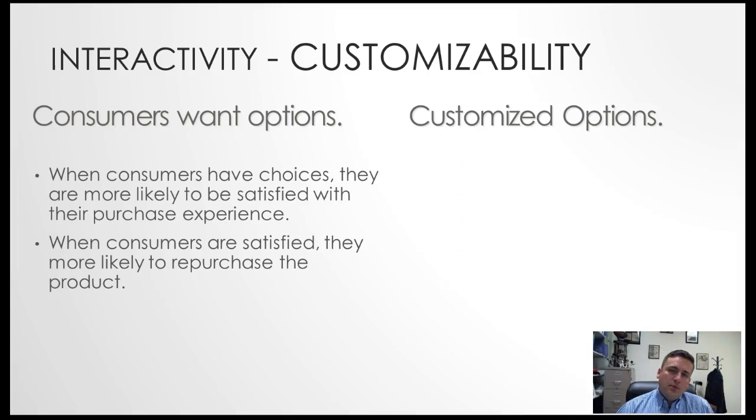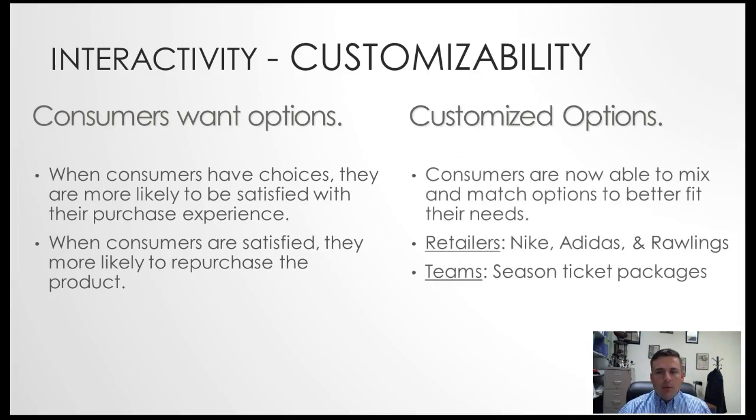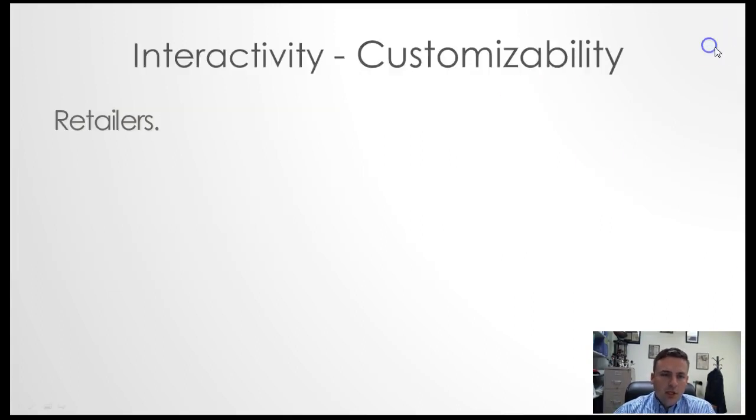We know that when they're more satisfied, they're more likely to repurchase that product in the future. So having customized options is important, and we can do that most of the time through technology, whether it be applications or through websites. So consumers are now able to mix and match their options to best fit their specific needs. Consumers are able to do this because marketers have given them the ability and are able to frame those messages in a way that gives consumers the desires they want. So I'm going to talk about a couple examples here, starting first with retailers, so from a goods standpoint, and then from a team standpoint. How have we used customizability and interactivity to be able to achieve the goals of an organization?